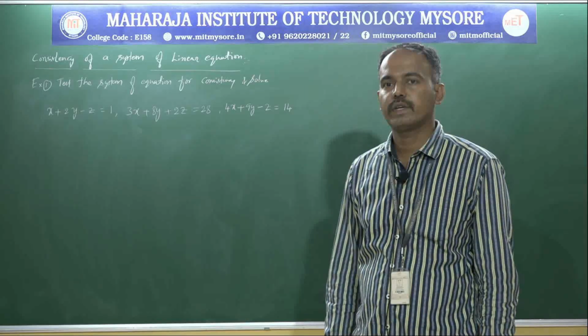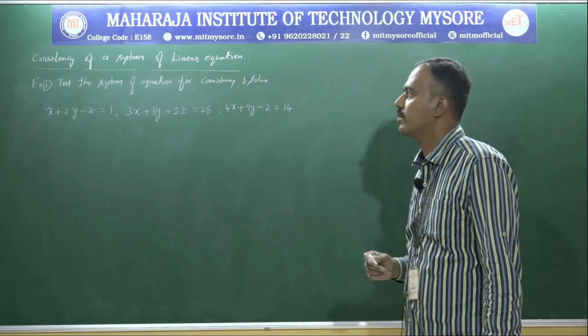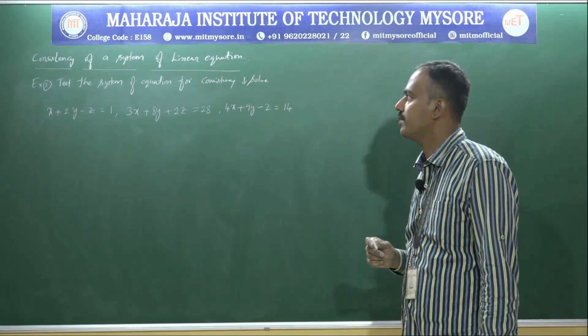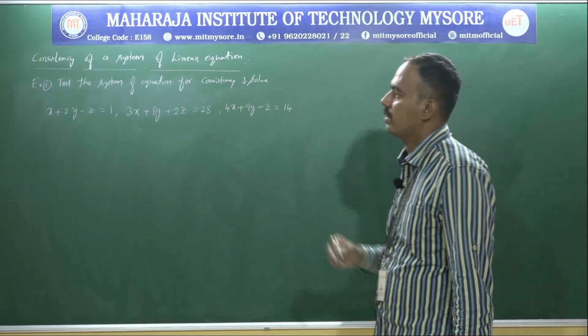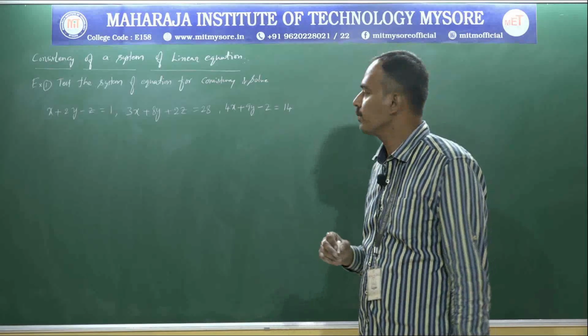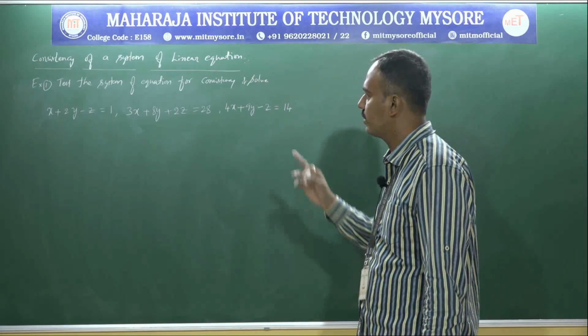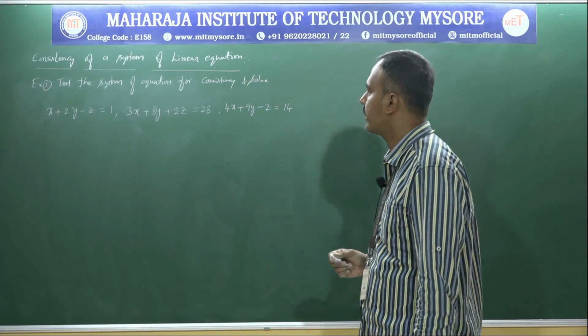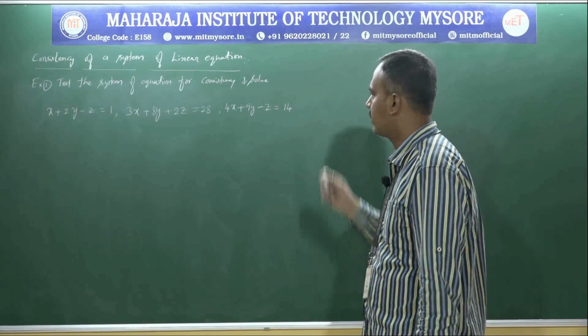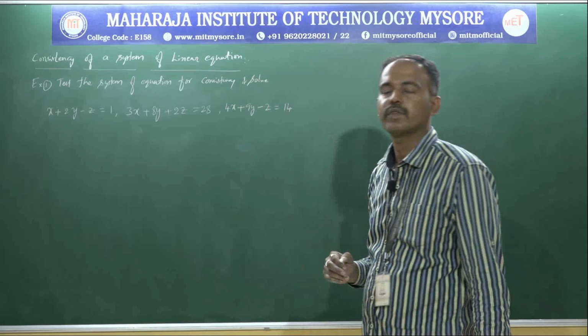Next, consider the example: test the system of equations for consistency and solve. Given x plus 2y minus z equals 1; another one, 3x plus 8y plus 2z equals 28; next one, 4x plus 9y minus z equals 4. There are three equations available.